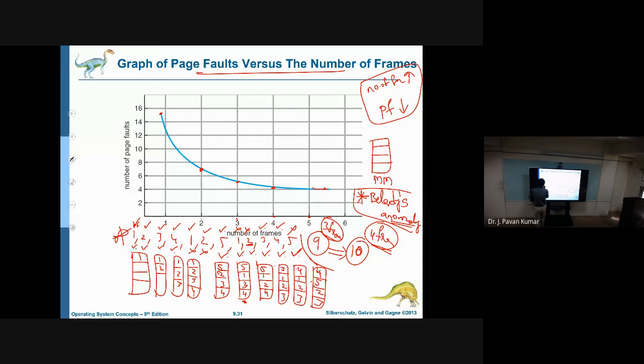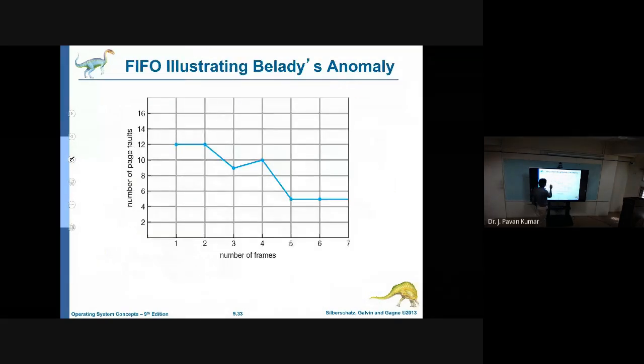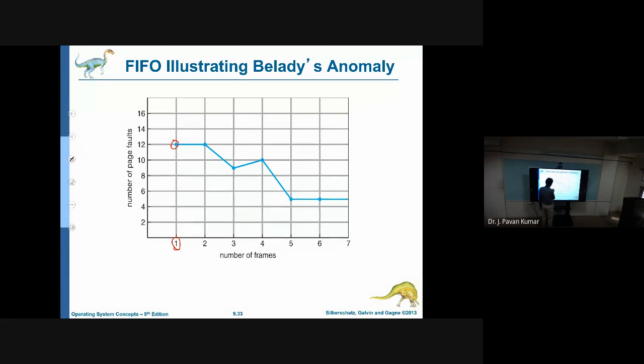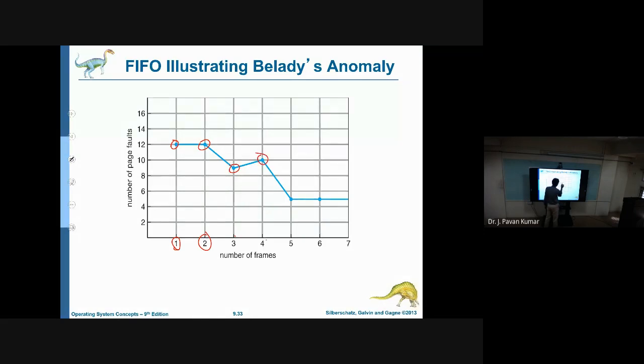But in this FIFO strategy, when the number of frames is 1, the number of page faults is 12. This is one instance. For 2 it is 12 only, for 3 it decreases, but for 4 it increases. See the graph change. We are going in the reverse direction, right? Although the number of frames is increased, the number of page faults also increases. Because of this, this anomaly is introduced.